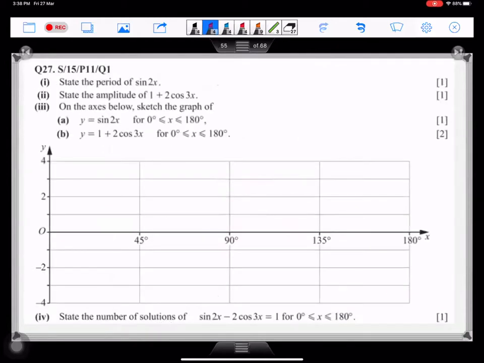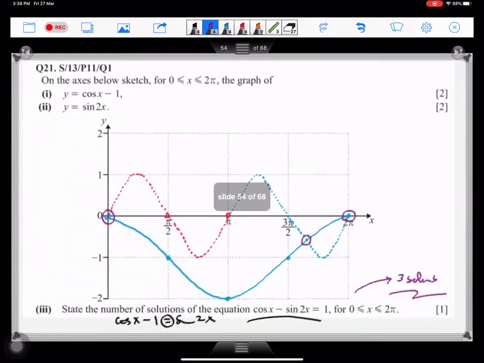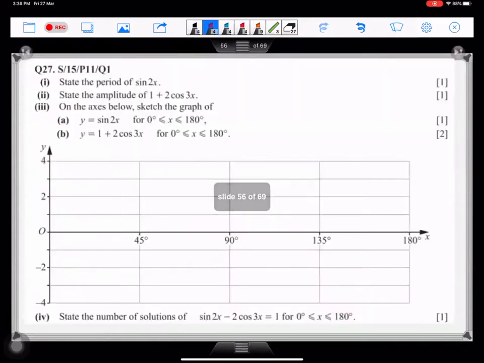Okay, more or less the same type of question. This time, they are asking us, state the period of sine 2x, which we will state in a short while. State the amplitude of 1 plus 2 cos 3x. These things are the easy part, ignore it. On the axes below, draw sine 2x. Now, sine 2x between 0 and 180.